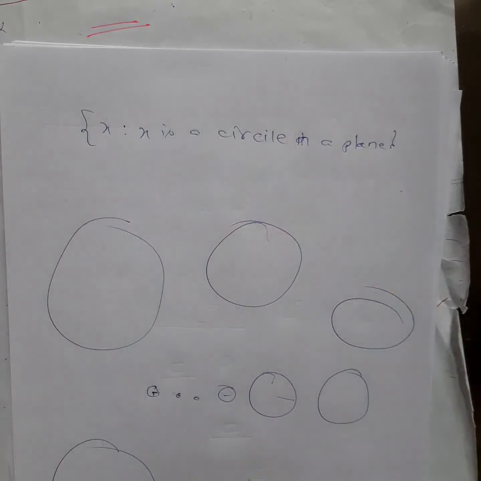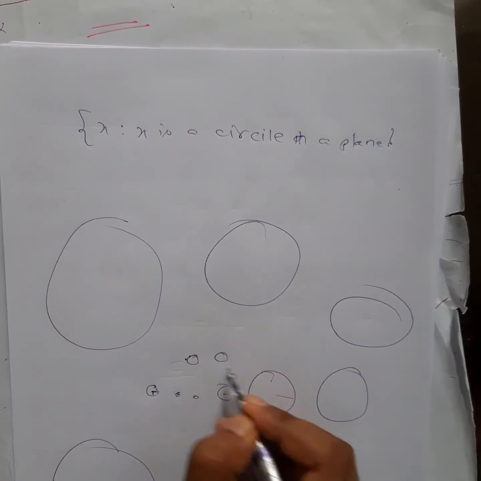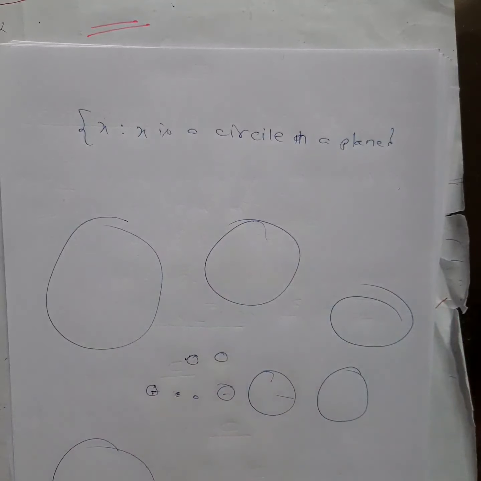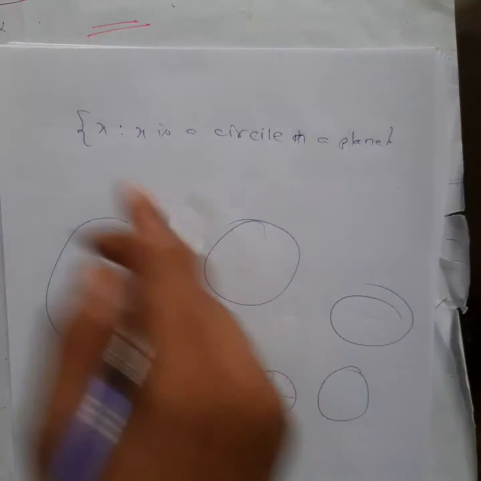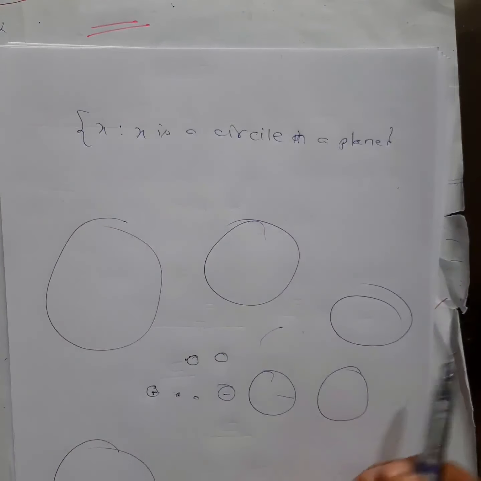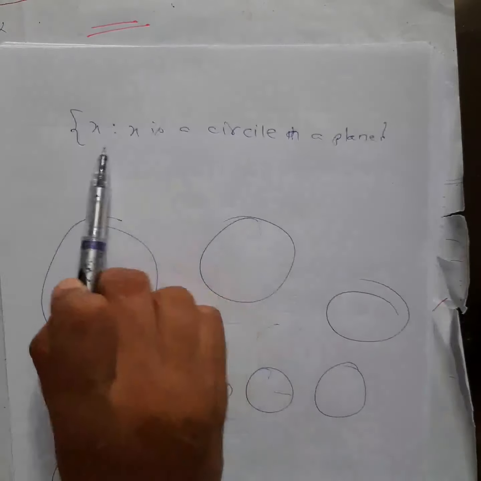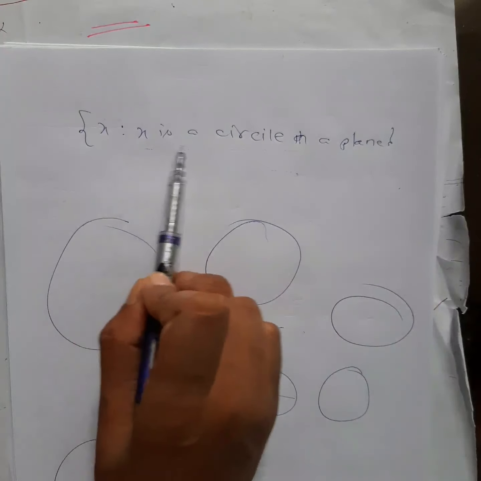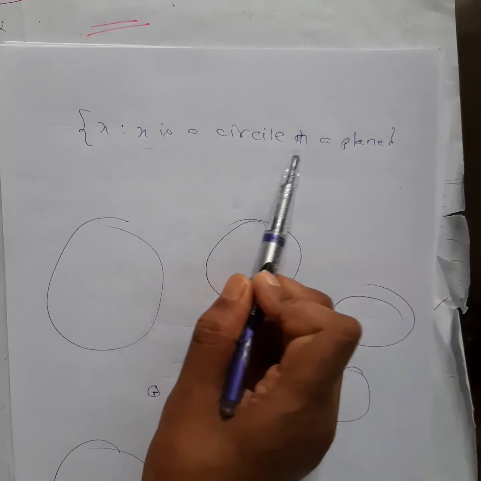You can consider a big plane where you have drawn all the possible circles, suppose. In this plane, all the possible circles. So that collection will be this set. Why? Because they didn't mention X is a circle in a plane.